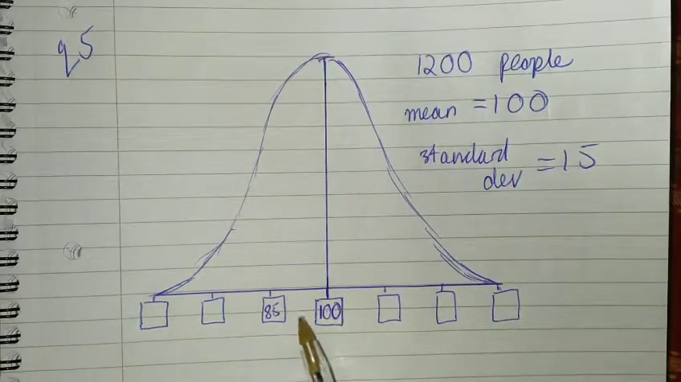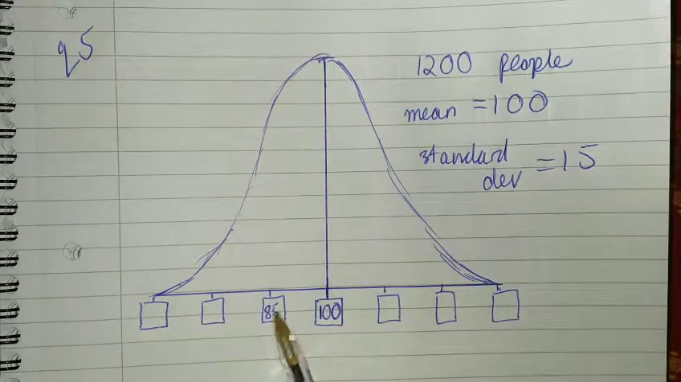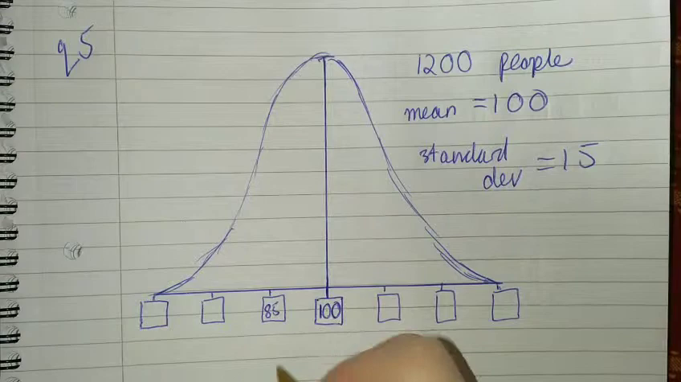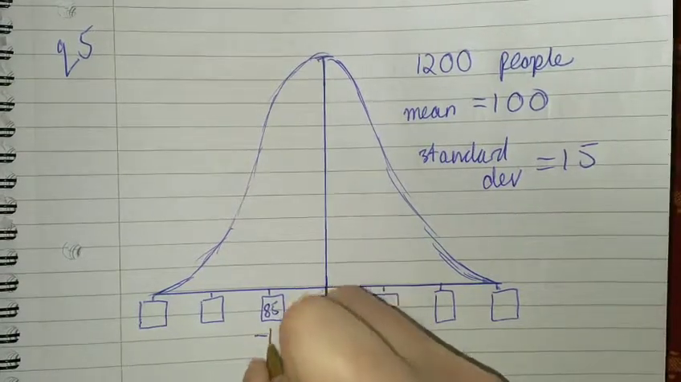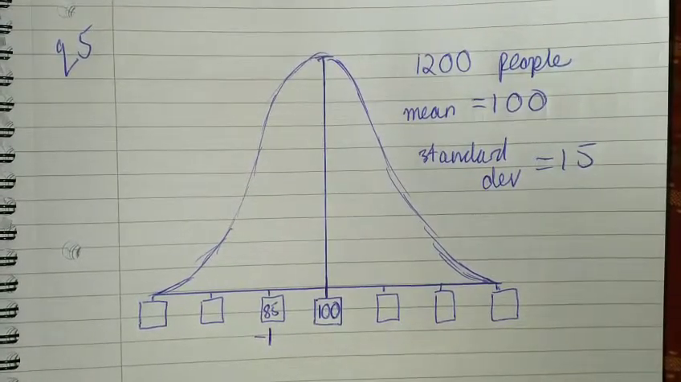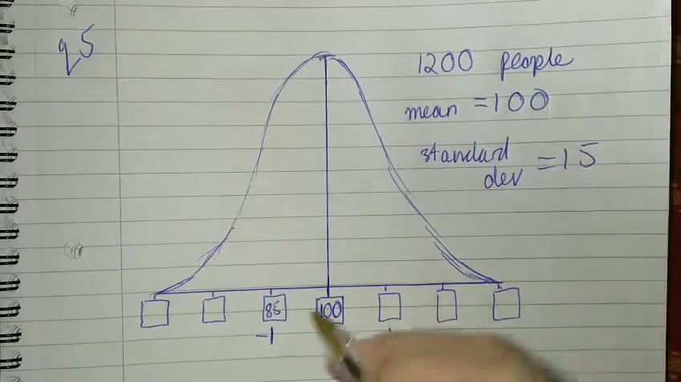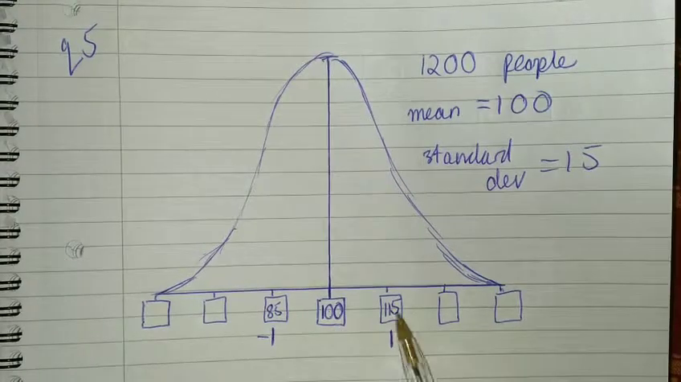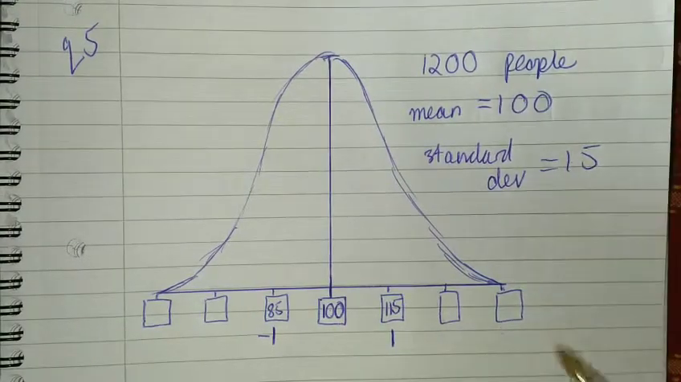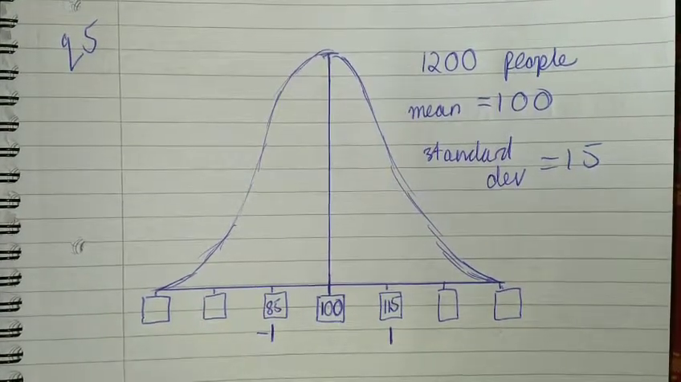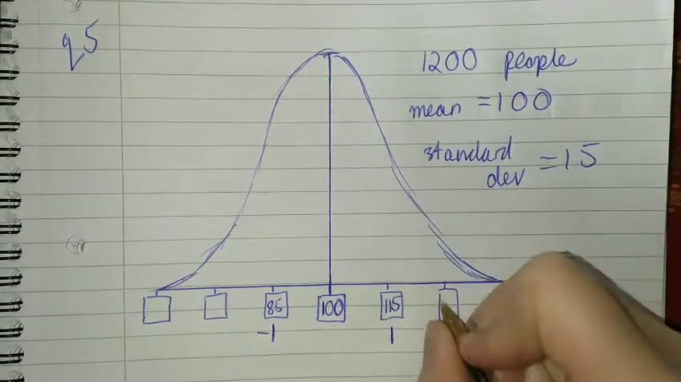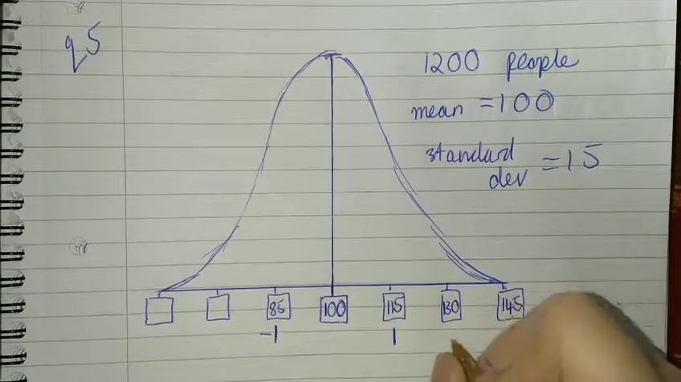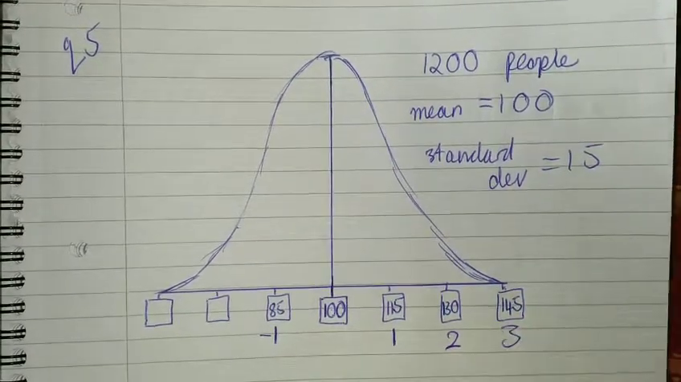Between 85 and 100, the difference is 15. So this here is the mean minus 1 standard deviation on this side. On this side, we're going to plus 1 standard deviation, so it'll be 115. We're going to plus a standard deviation each time on this side, and minus on the other side. If we plus another standard deviation, we get 130. We plus another one, we get 145. So that's 1 standard deviation, 2 standard deviations, 3 standard deviations.